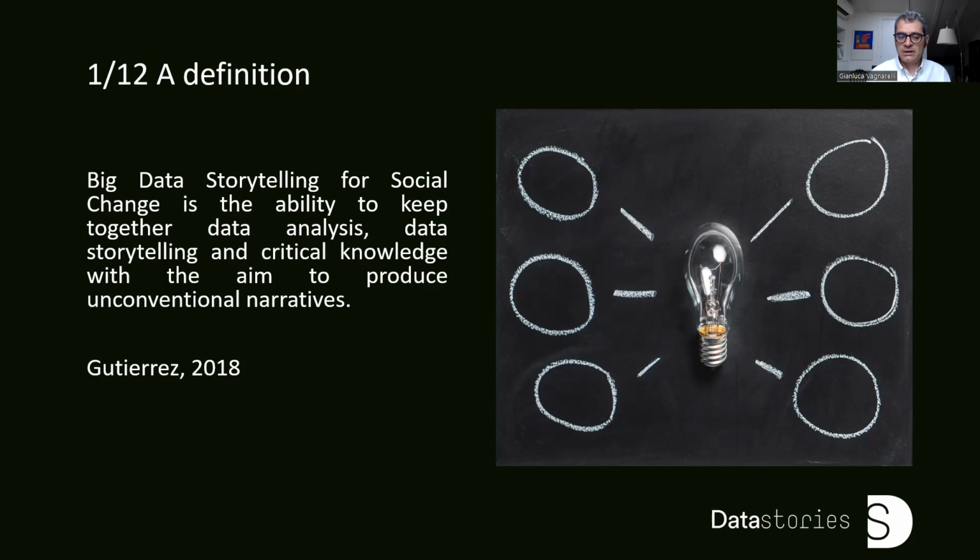Giving a definition of big data storytelling for social change. What does it mean, big data storytelling for social change? Basically, it's the ability to keep together data analysis, data storytelling, and critical knowledge with the aim to produce unconventional narratives. So you can see that in the case of big data storytelling for social change, we have a combination of technical skills, like ICT technical skills such as data analysis, and humanistic and socio-political skills, we could say, such as data storytelling and critical knowledge, especially. That is a real key element in the context of big data storytelling for social change, with the aim to produce unconventional narratives. We will see what it means, unconventional narratives.